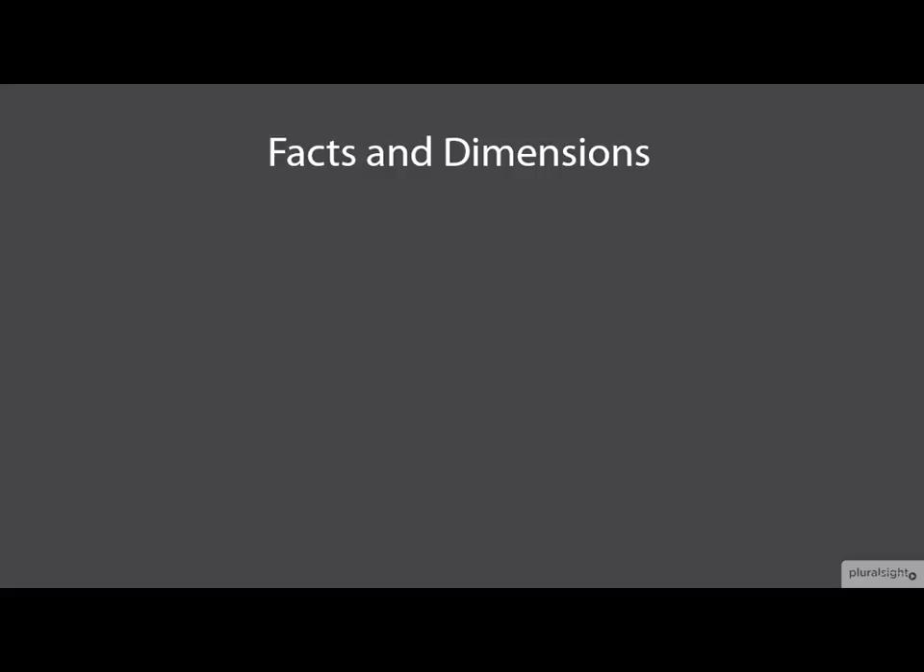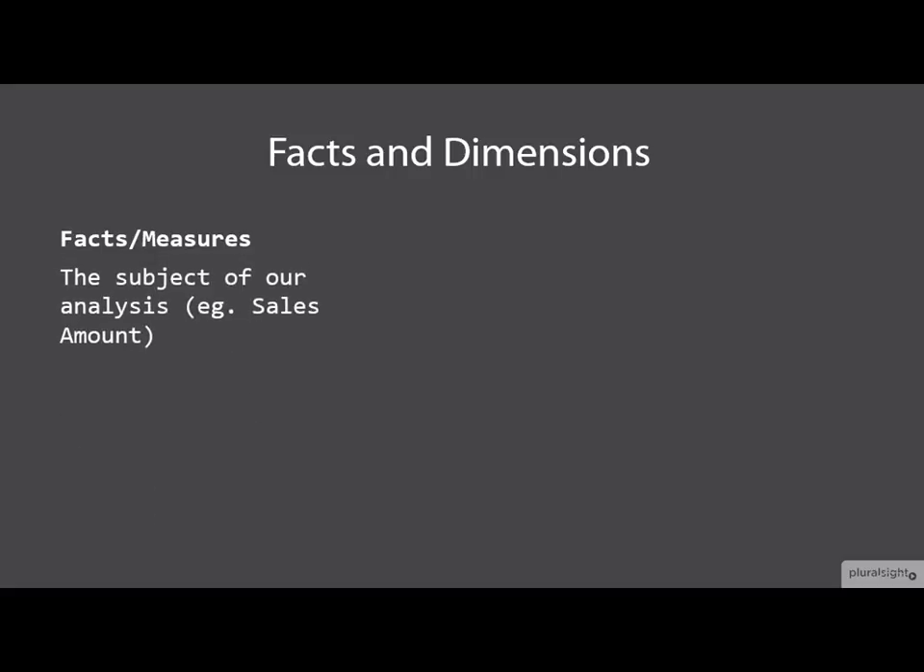So let's talk about facts and dimensions real quick. A fact or a measure is generally a numerical thing that we want to aggregate. It's the subject of the analysis, I like to think of it as, such as sales amount. We want to do a sum or an average, a min, max, median, or something like that on one of these fields, one of these attributes. Think of it like a column from our spreadsheet that you would use in a pivot table.